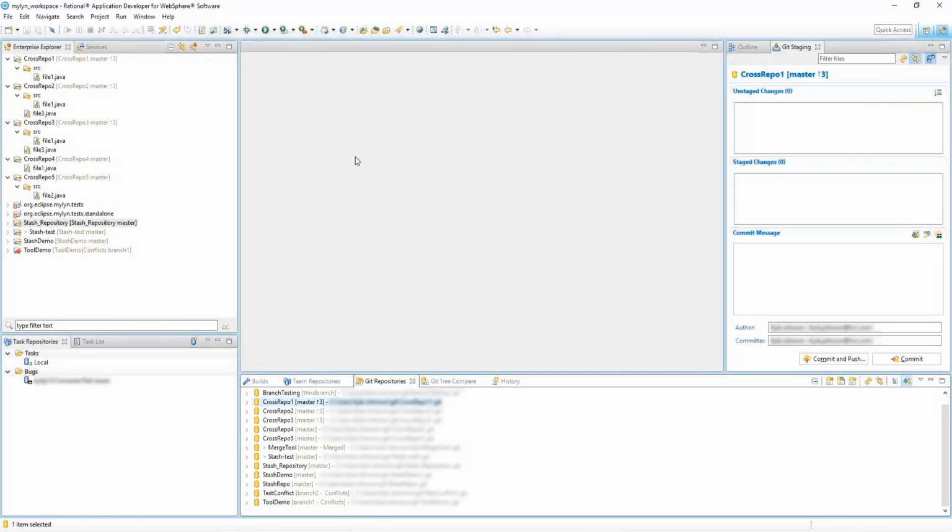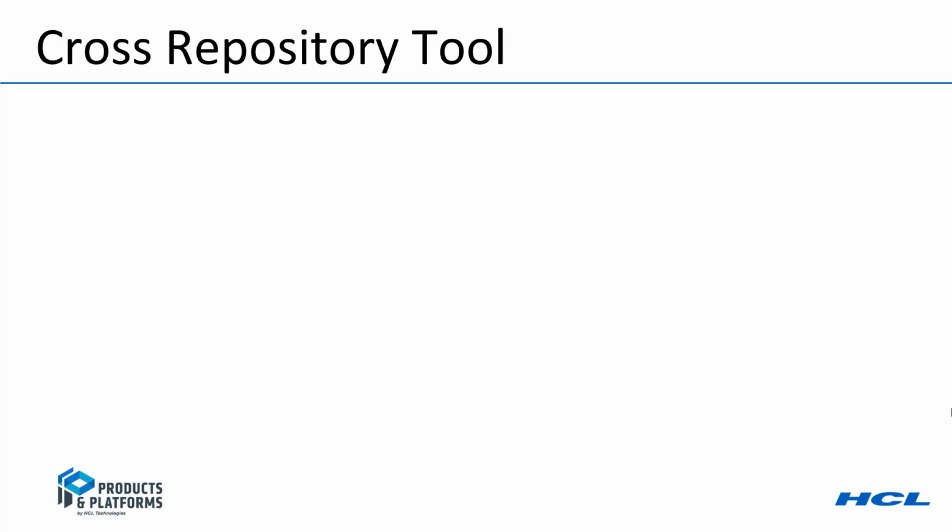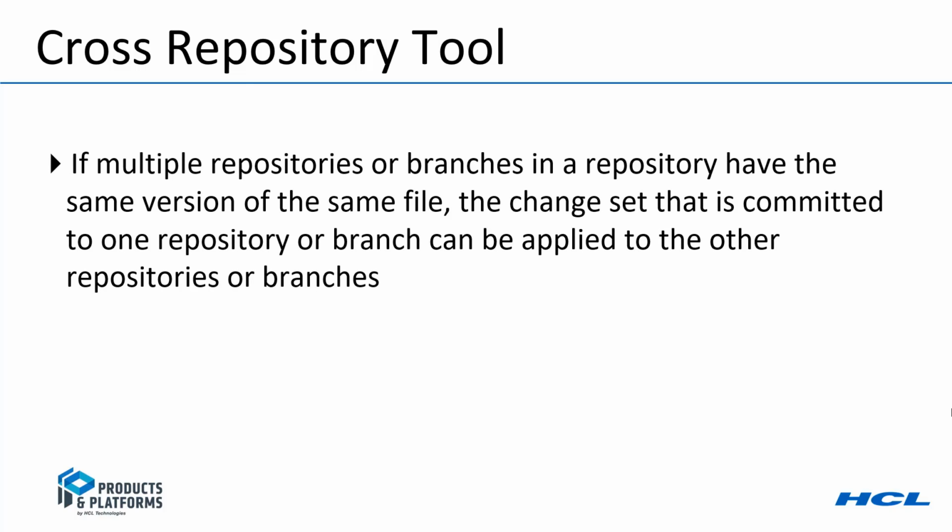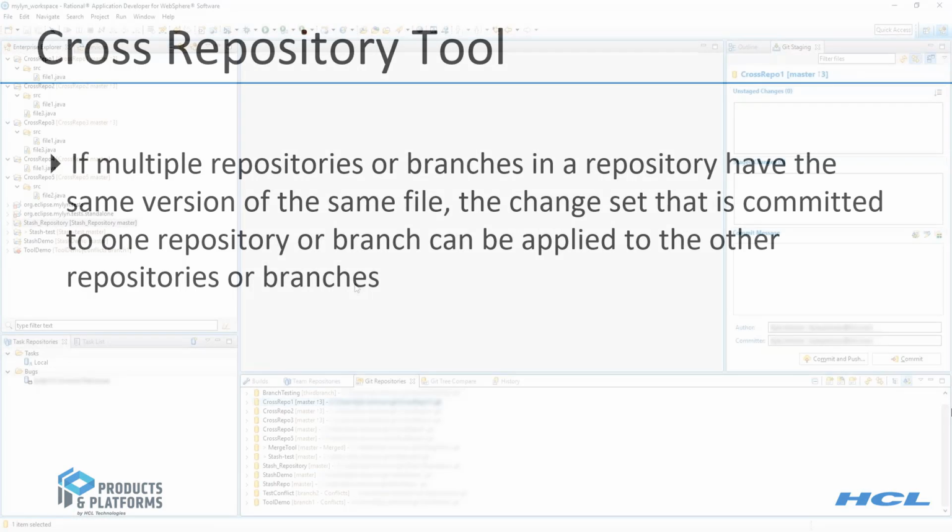In this video, you'll learn about using the cross-repository tool. With the cross-repository tool, if multiple repositories or multiple branches in a repository have the same version of the file, the change set that is committed to one repository or branch can be applied to the other repositories or branches that are connected in eGit.